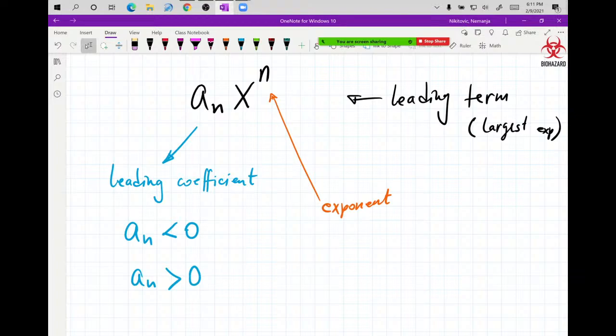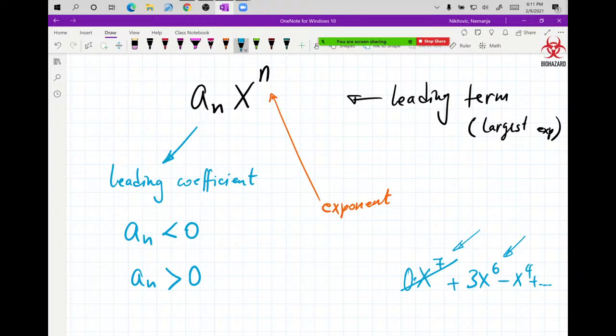If you have a polynomial like x to the 7 plus 3x to the 6 minus x to the 4 plus whatever, that's a 7th degree polynomial, because it has x to the 7. So if you stick a 0 in front, then 0 times this is going to kill that term, and now you have a 6th degree polynomial.